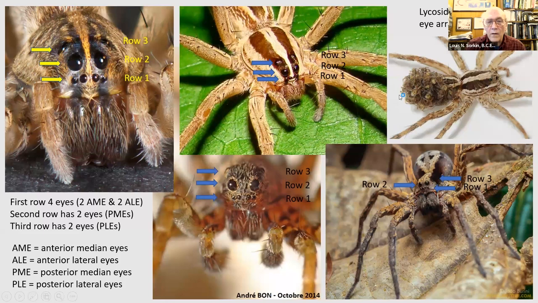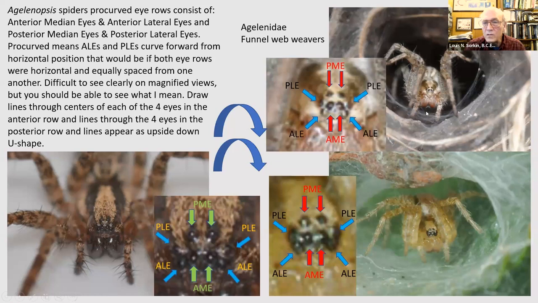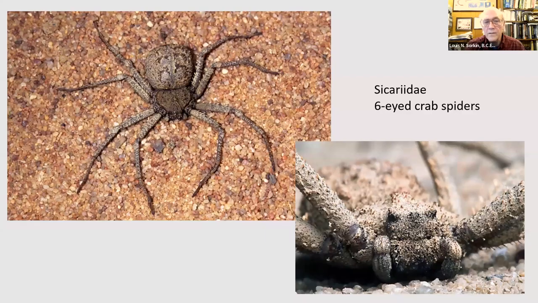The wolf spiders, to show just the eye arrangement and what eyes are there for any identification you have to do. And an Agelenopsis spider, you can see the eyes there. They're different, of course, in arrangement from wolf spiders and from the jumping spiders. A Sicariid spider, this is where the Loxosceles or recluse spiders are now classified in this family.